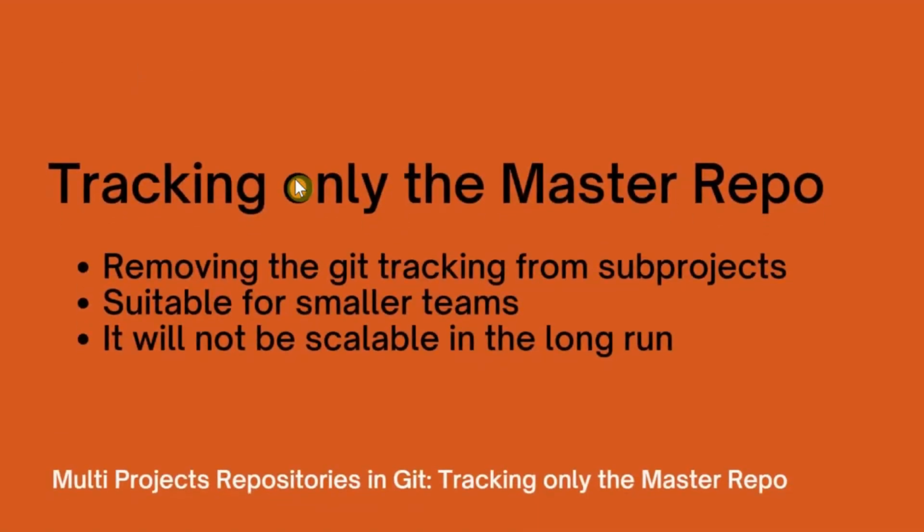The third approach is basically having a master repository, stopping the tracking of these submodules, and only taking care of the tracking of the master repository. It is also acceptable whenever there is a small project. However, it will not be scalable when the project becomes bigger or the number of people working on the same repository grows. So let's go to the code and explain these three approaches.